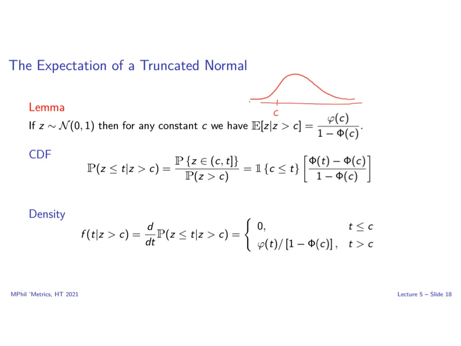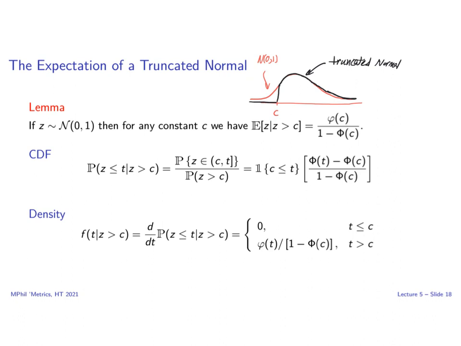To understand where the term truncated normal comes from, notice that a normal restricted to be greater than c has basically had a chunk of it cut out or truncated away. So we are calculating the expectation of a random variable that is constructed by starting with a normal and cutting out a piece of it. The first thing we need is the CDF of this random variable.